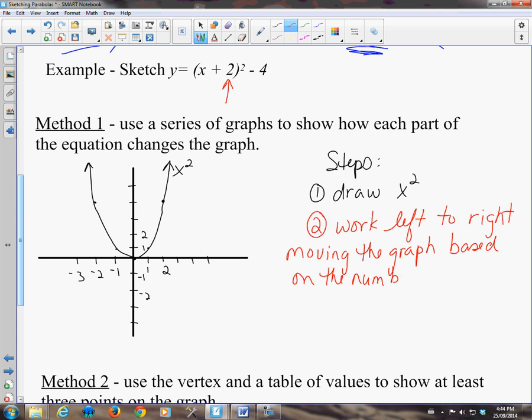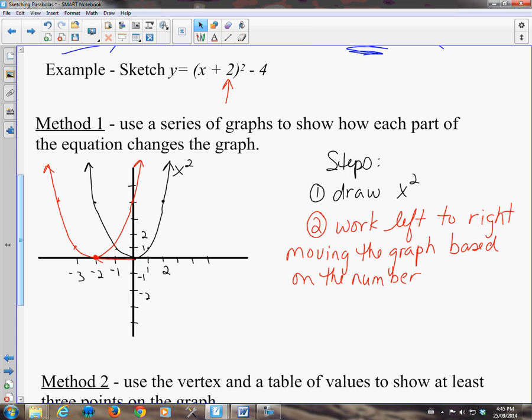So in my graph, I've got a +2 inside the bracket. The +2 moves it left or right opposite to what you think. So because it's a +2, I will move the vertex to -2. So my vertex is now on -2. And then I can do my step pattern. Over 1, up 1, over 1, up 3, and I can join up my points. And that's what the +2 does.